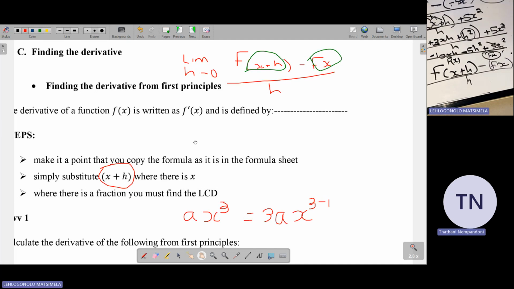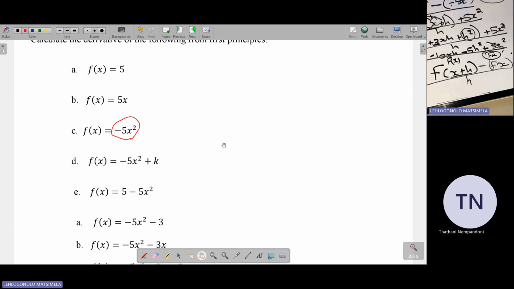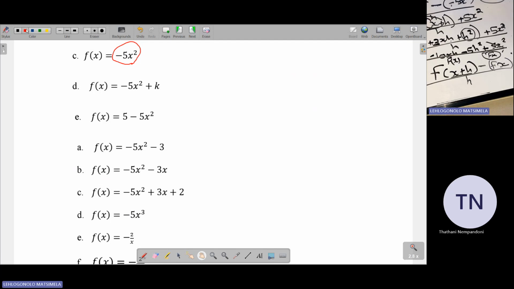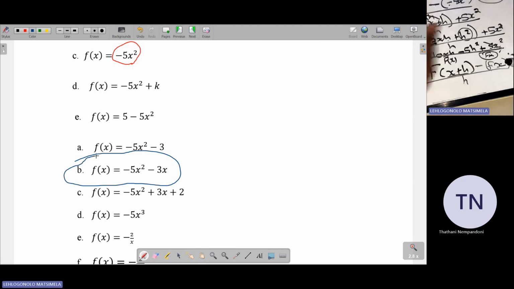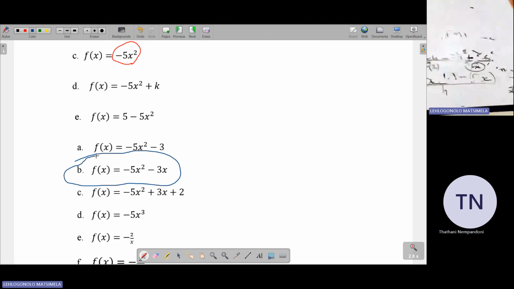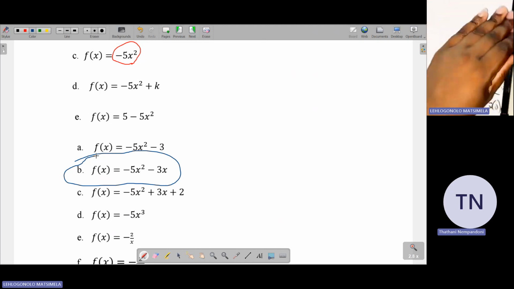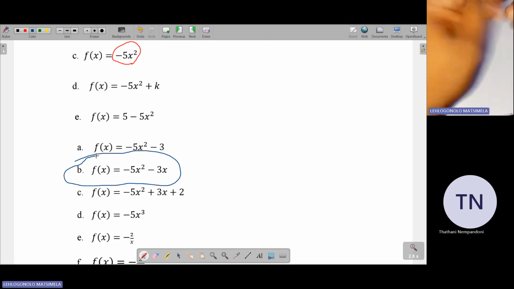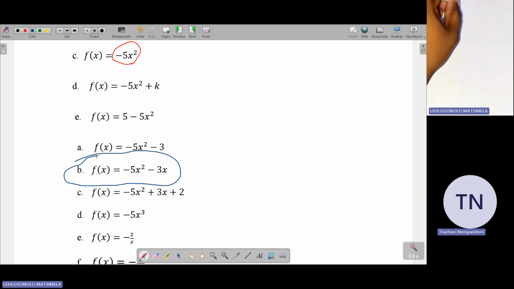Okay, I think I understand what you're saying. Then let me look for a question that is more interesting, which means challenging. Let's look at number B, this one, because it looks like it's difficult. But with the principle and the shortcut formula, you can kill everything with just one strike. Our fx is equal to minus 5x to the power of 2 minus 3x.